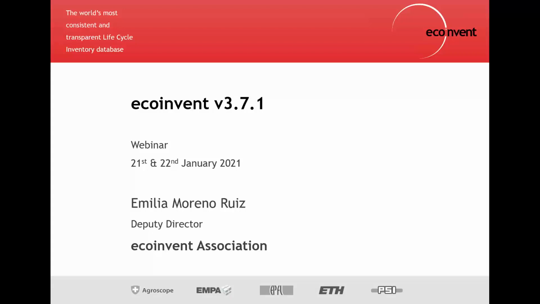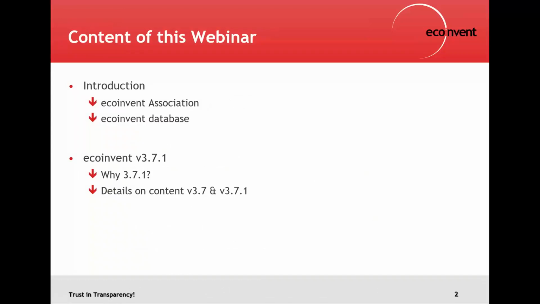So that said, let's start by introducing the structure of the webinar today. I will first give an introduction to the association and the ecoinvent database. We have some newcomers to the database, and I think they will appreciate that. And then I will dive into ecoinvent 3.7.1, starting by explaining why we have a 3.7.1, and then the details on the content of 3.7 and 3.7.1. So let's start with a quick introduction.